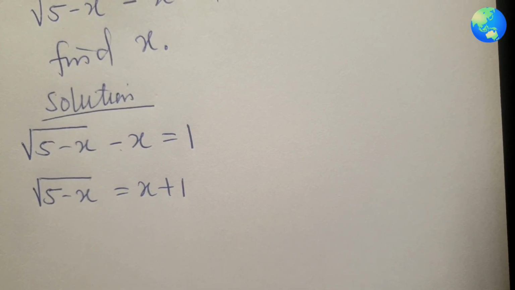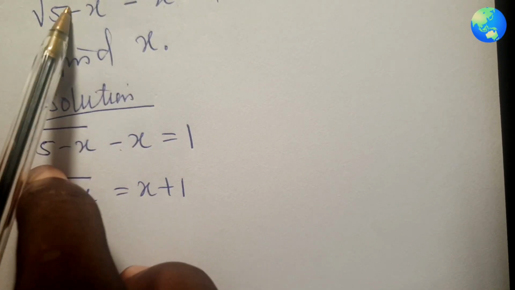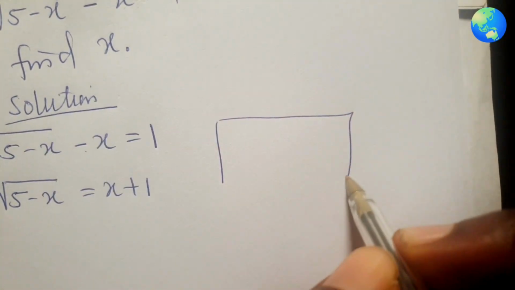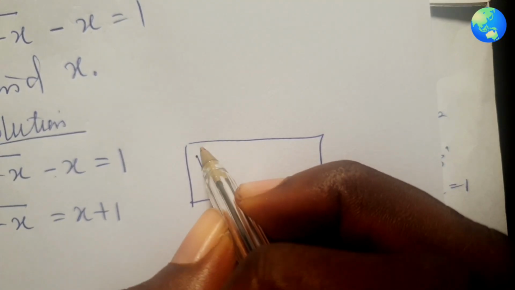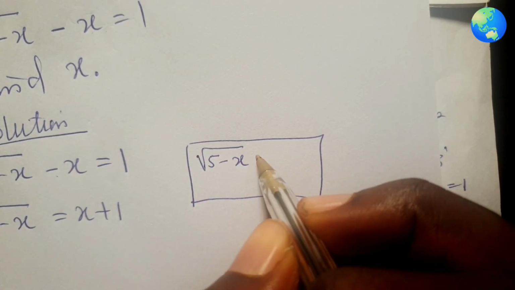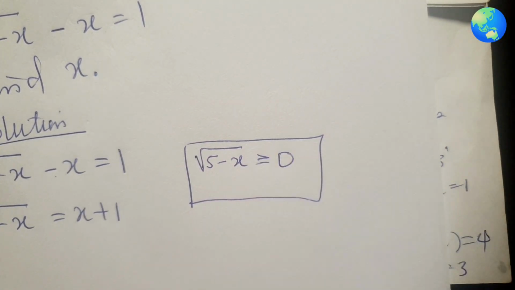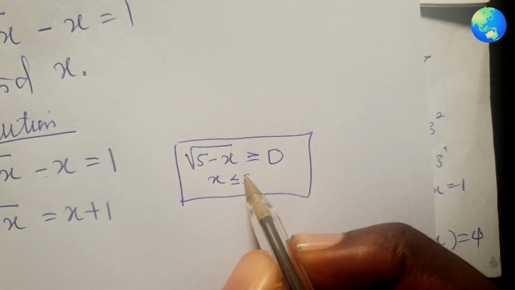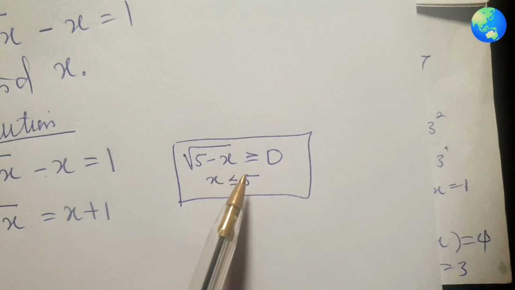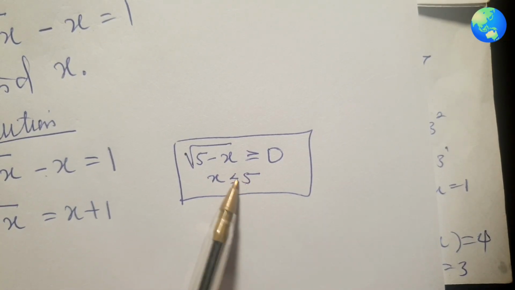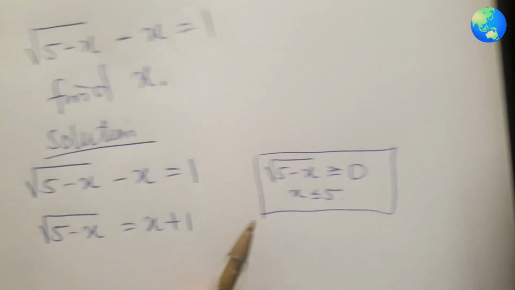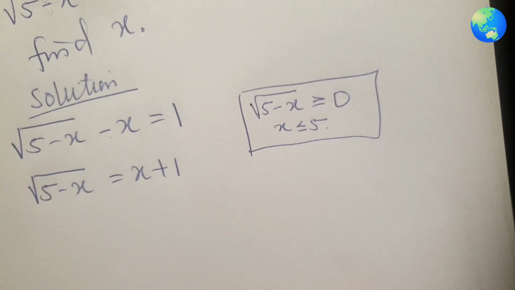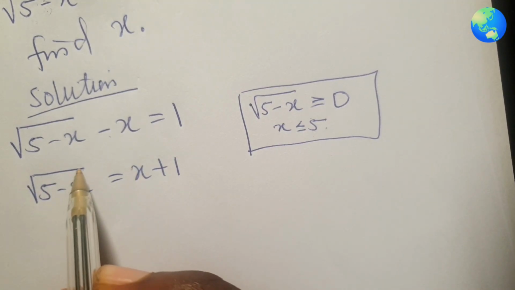We need to know the domain of this particular function here, especially this part, square root of 5 minus x. For the domain, we all know that 5 minus x under the square root should always be greater than or equal to 0. It implies if I solve this, x must be less than or equal to 5. Once x is greater than 5, it will make this part undefined. So this is our domain. Now, since we've gotten that, let's do something here.